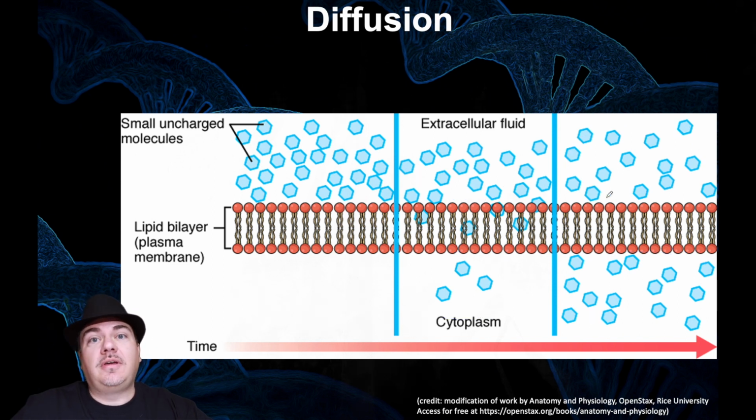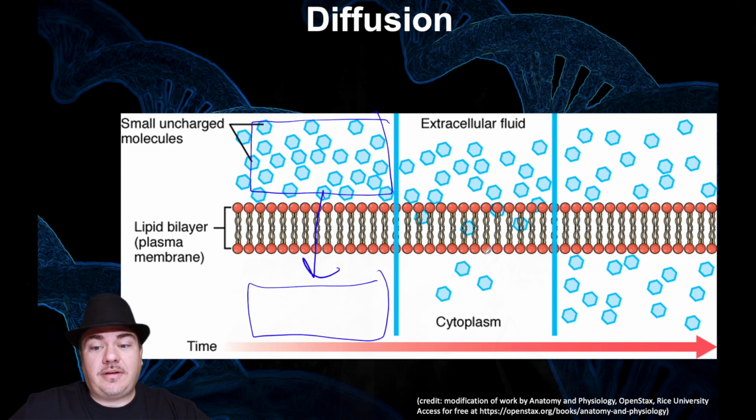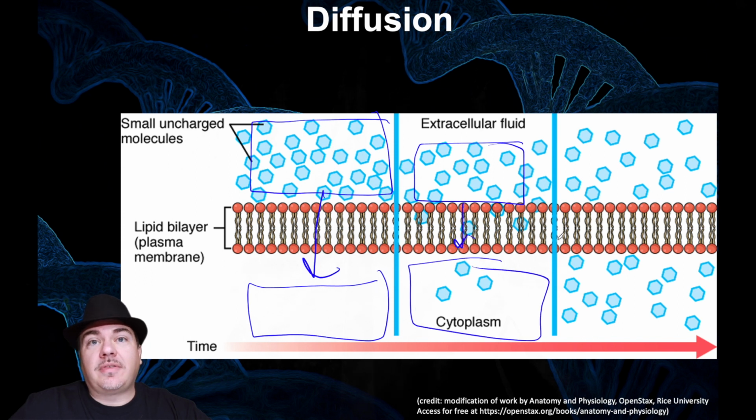Now, of note, the net direction of diffusion is always from an area of high concentration, there's a lot of dye molecules here, to an area of low concentration, there's not many dye molecules here. So you can see here, high concentration to low concentration. That's the net direction of diffusion. And that continues until you reach equilibrium. And equilibrium is when there's an equal concentration of dye on both sides of that membrane.